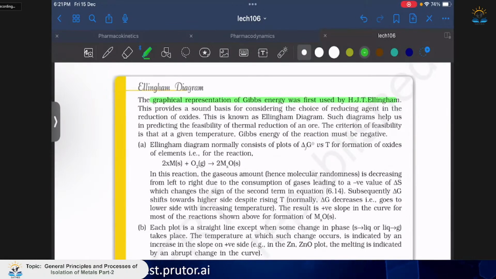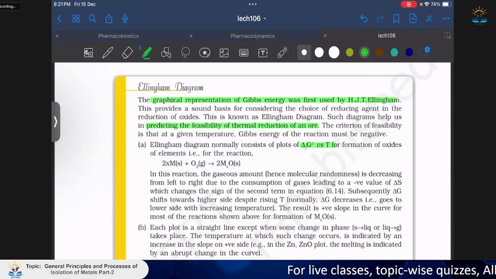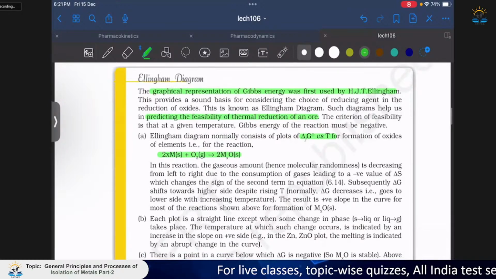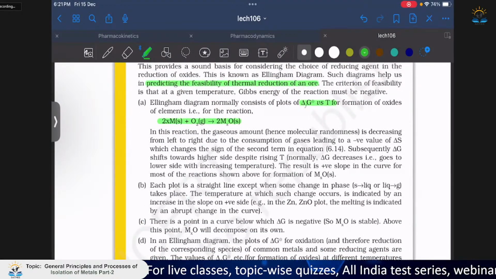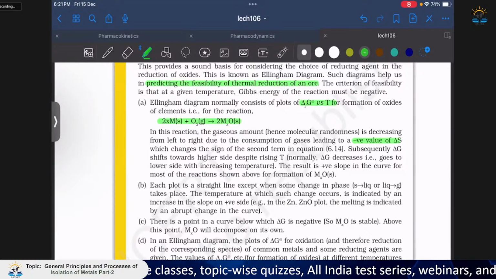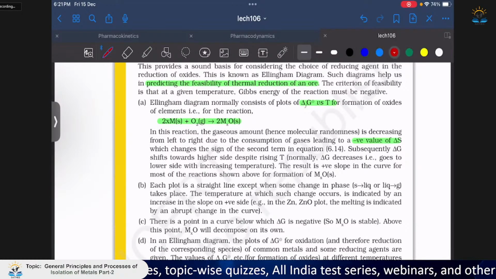It is very useful in predicting the feasibility of thermal reduction of an ore. Let us see the points. It consists of Gibbs energy change versus temperature for formation of oxides of an element. The general reaction is something like this. In this reaction, the amount of gas decreases from left to right due to the consumption of gases, leading to a negative value of delta S. So delta S is negative here.